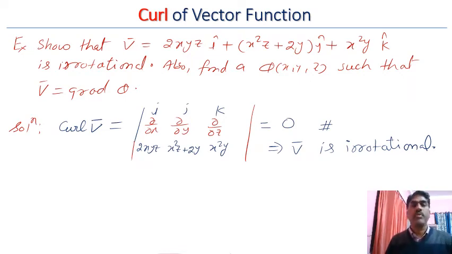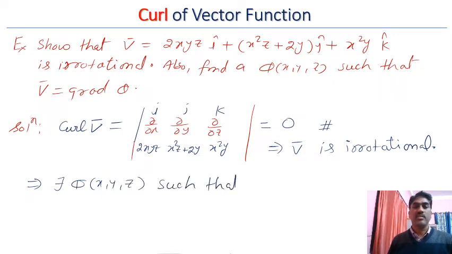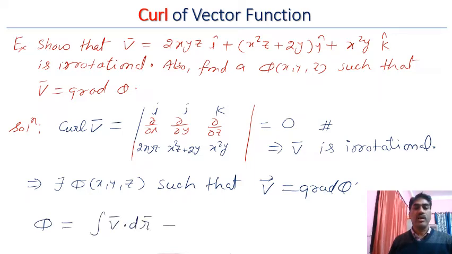Now the main problem is how to find this phi, and this implies there exists a function phi of x, y, z such that v is equal to grad phi. So how do we find the phi? We have already seen the formula. Phi is given by the integral of v dot dr plus c. So let us now integrate this to find the phi.